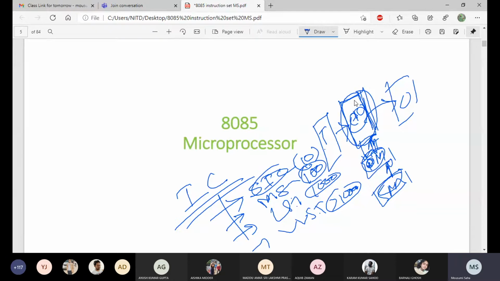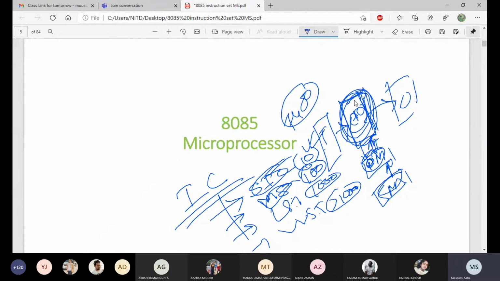Now with small scale integration, in your digital circuits you have already used the different 7400 series, and different basic gates you have designed. With the help of small scale integration, it is very difficult to design the whole CPU. We cannot design the whole central processing unit with small scale integration. Now comes MSI, medium scale integration. That means hundreds of components we can include in your IC.